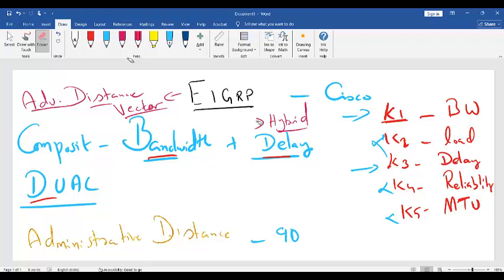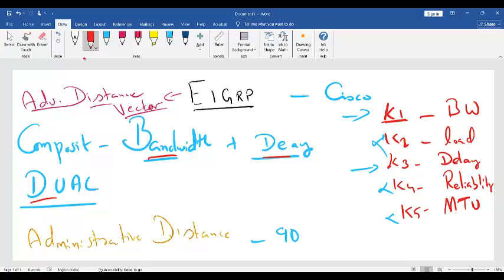EIGRP is an advanced distance vector protocol, not a hybrid protocol. It's a waste of time knowing it as hybrid and then later correcting at CCNP level. That's unnecessary. So what type of protocol is EIGRP? Advanced distance vector protocol. If someone is not agreeing with you, then simply say it's a hybrid protocol, but that is only for beginner's knowledge. Truly, it is an advanced distance vector protocol. That's what you should say.